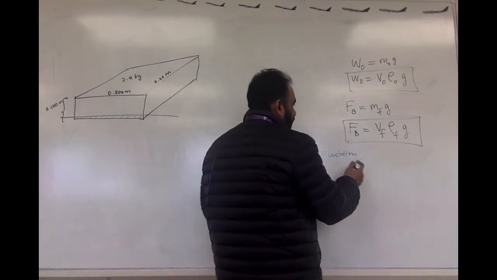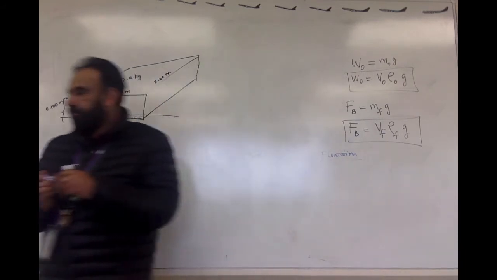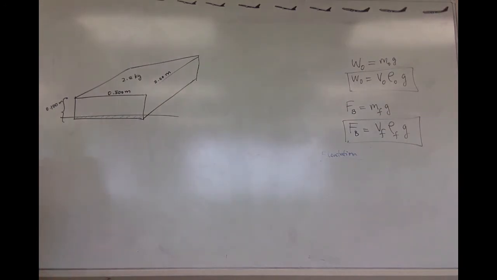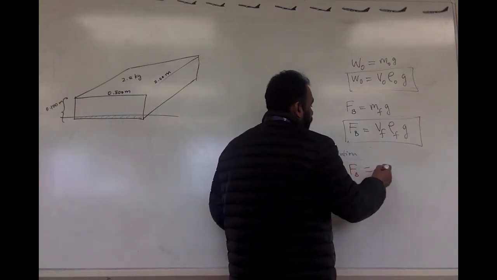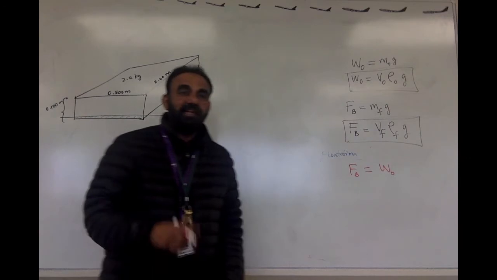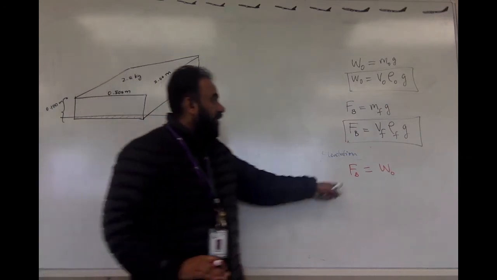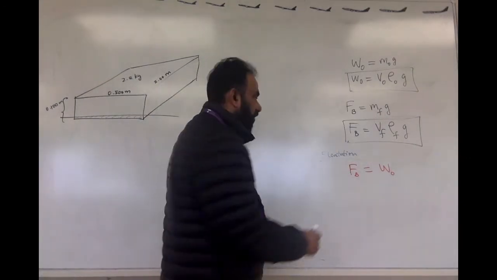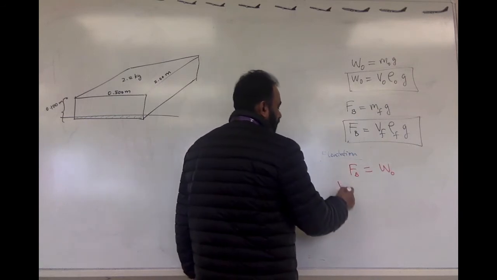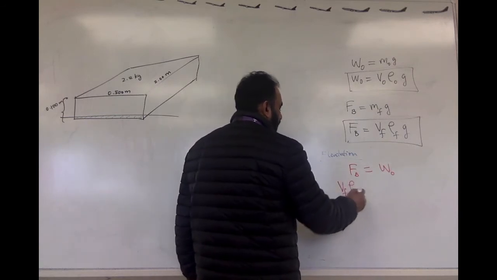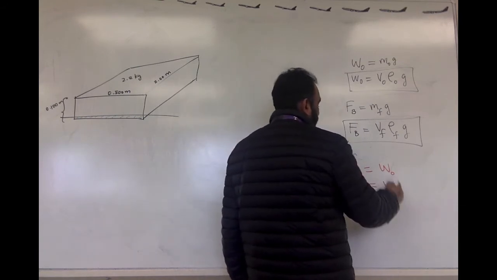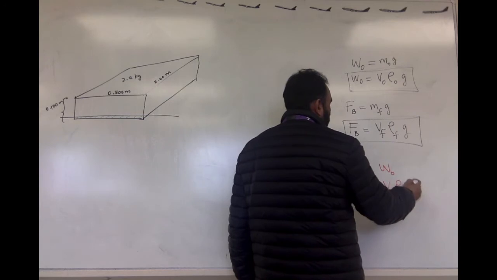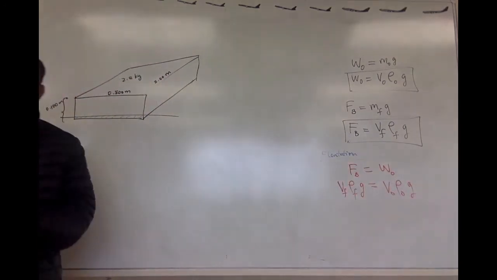So for flotation, the condition is that the buoyant force is equal to the weight of the object. That is the condition for it. If you want to write this condition in terms of variables, you can do this too: the buoyant force is Vf times rho f times g, equal to Vo times rho o times g. That is the condition for flotation.